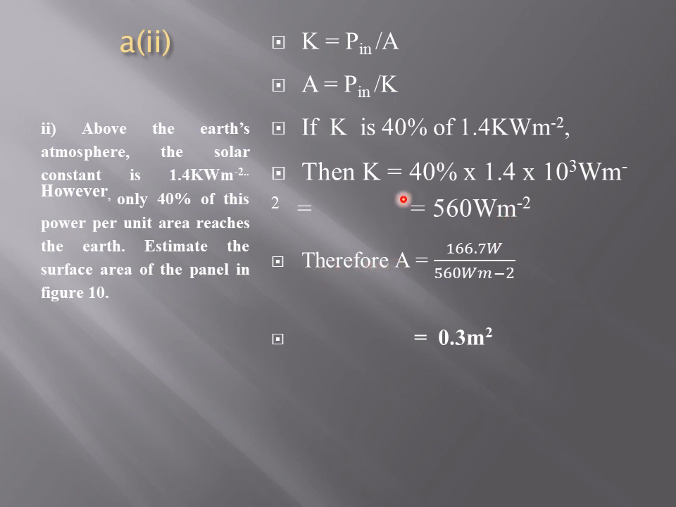Therefore, the area, which is power input on the solar constant, is 166.7. This is the value we calculated a while ago. 166.7 divided by 560 is going to give us 0.3 meters square. That's the area of the panel.